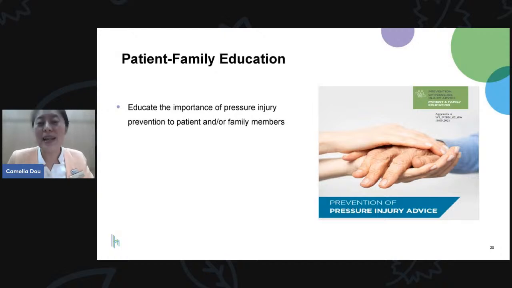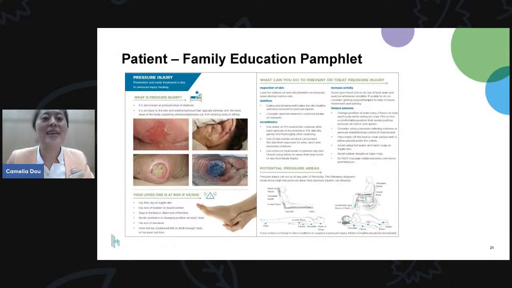Last but not least, patient and family education. When a patient is admitted to hospital, it is not only the nurses looking after the patient. We want to involve the family members and tell them they also play a very important part, especially when the patient goes home, in preventing pressure injury. So we have a patient family education pamphlet to give to the relatives. For patients at risk, at least they have the awareness and know how to do it, so they can prevent it from happening. Next slide. This is how it looks for our hospital.